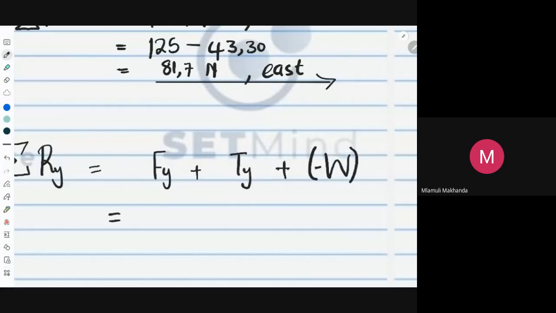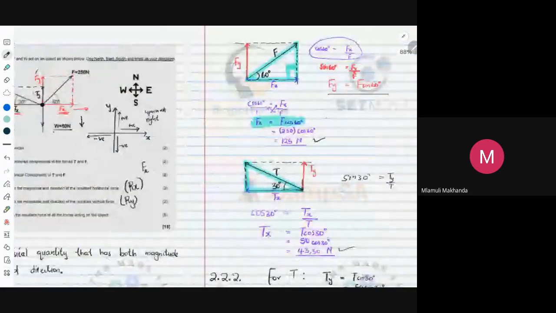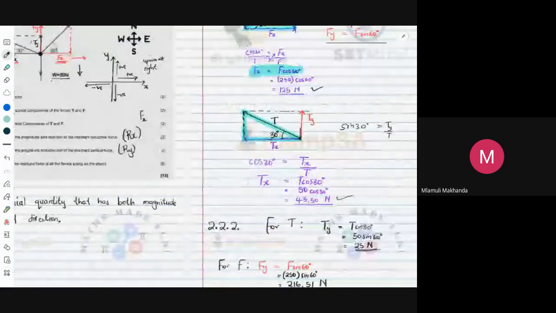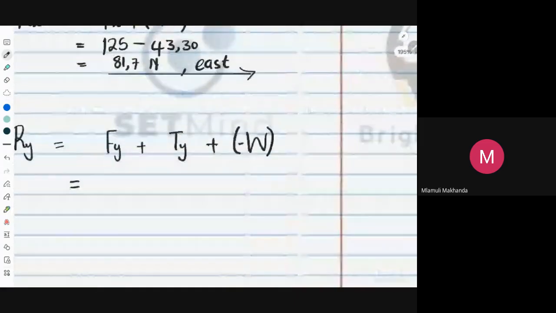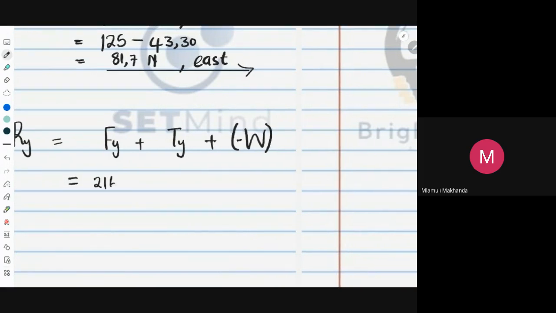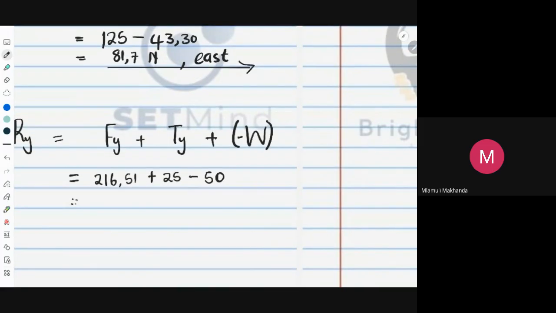So Fy is, what is Fy? 216.51. Ty is 25. Okay, 216.51 plus Ty, which is 25, minus 50.